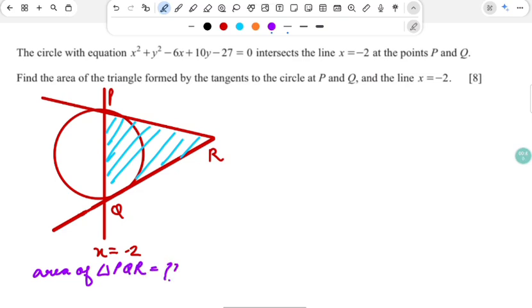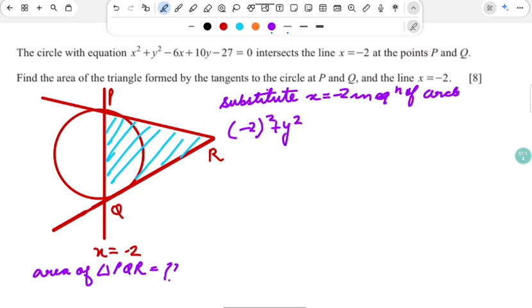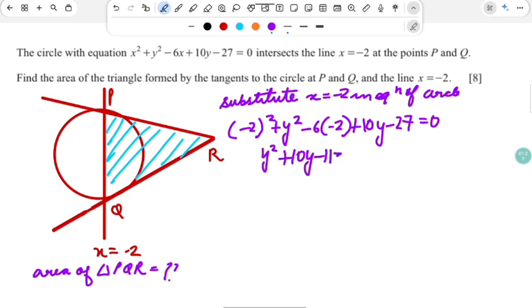Now, since we know that x = −2 intersects the circle at 2 points, that is P and Q, it is going to satisfy our circle's equation. So we can substitute x = −2 in the equation of circle. So it will be (−2)² + y² − 6(−2) + 10y − 27 = 0. Now if I solve this, it will be y² + 10y − 11 = 0.